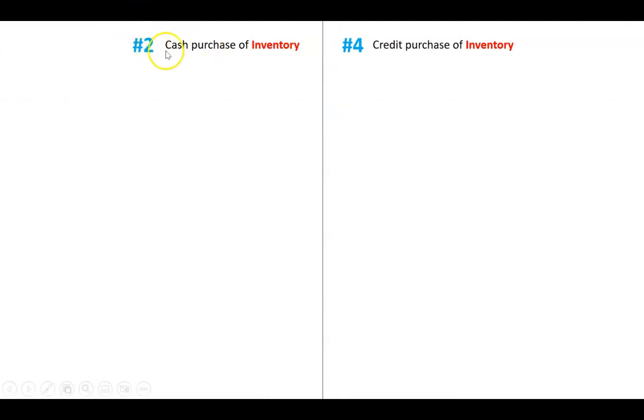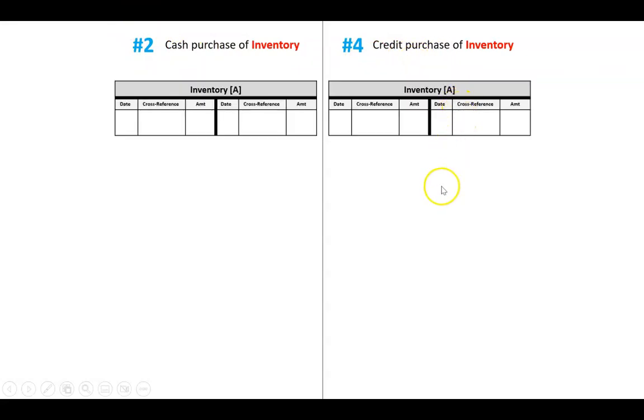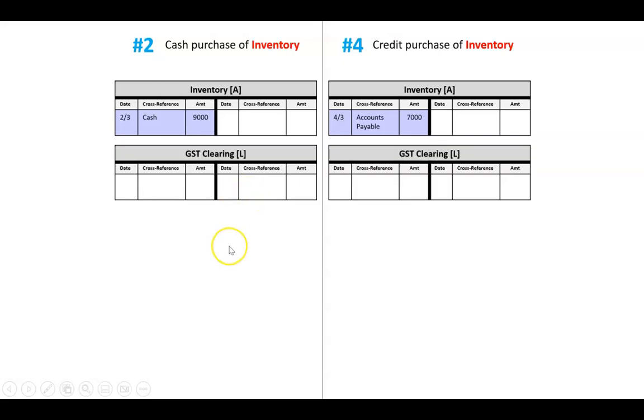So if we could just summarize that and go, well, how is that similar? Situation number 2 was we bought inventory for cash. Situation number 4 was we bought it on credit. Well, it's pretty similar. We had the inventory account going up. So that was a debit on both. What you can just see is it's slightly different, the reference. So when we buy in cash, the reference in inventory will be cash. When we buy on credit, the reference will be accounts payable. Likewise with GST, it was the same thing. It was a debit both times. It's just the reference that is different. So when we bought for cash, the reference in GST clearing was cash. When we bought on credit, the reference in GST clearing was accounts payable.